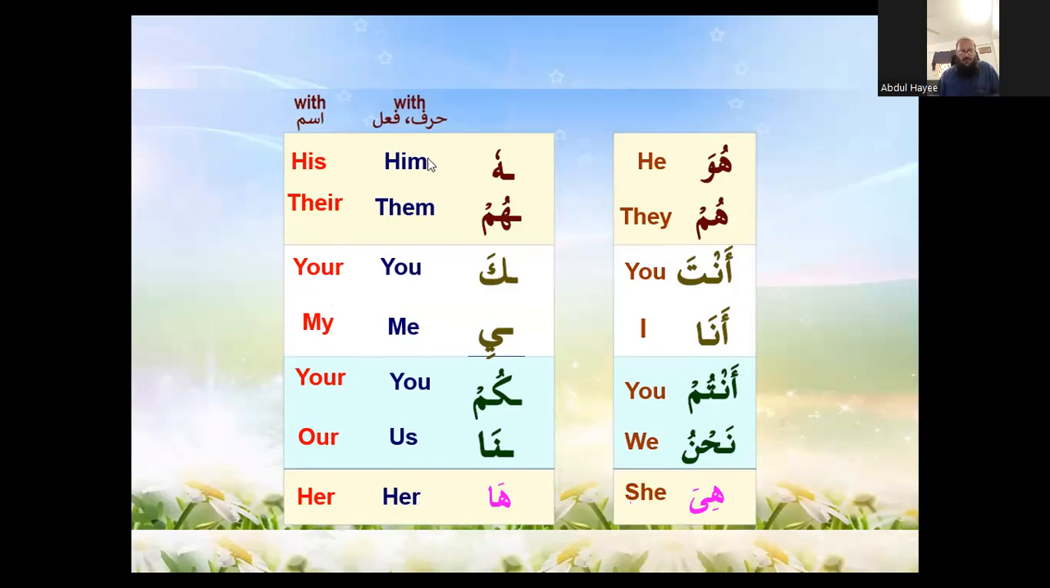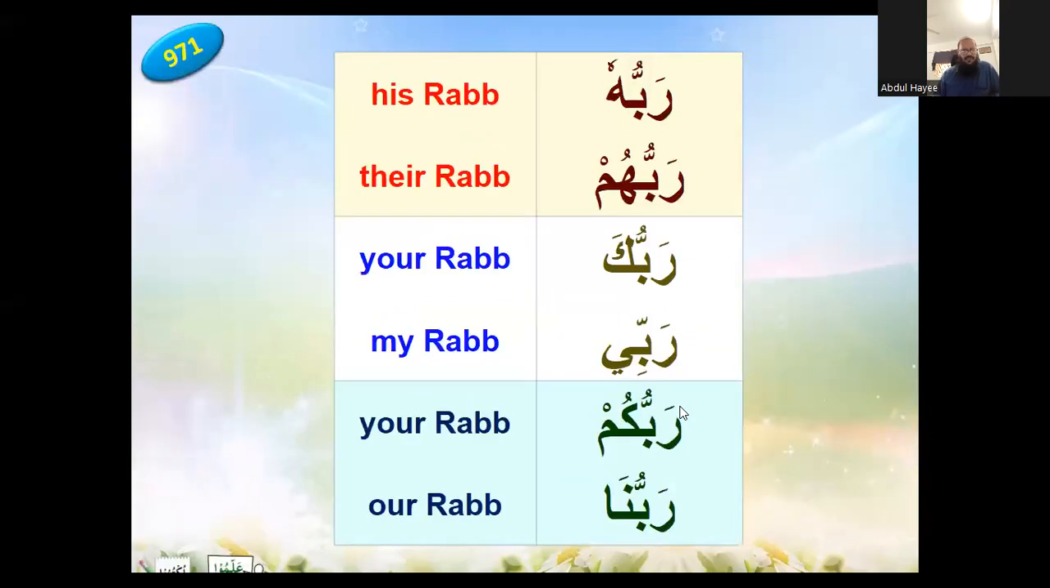So you should be clear about these meanings, because when they come in the Qur'an or the Holy Book with some harf or fail, they give these meanings, the blue color. When they come with some ism, then they give this red meaning. And when they come separate, detached, then they give this meaning, brown. So this is very important.